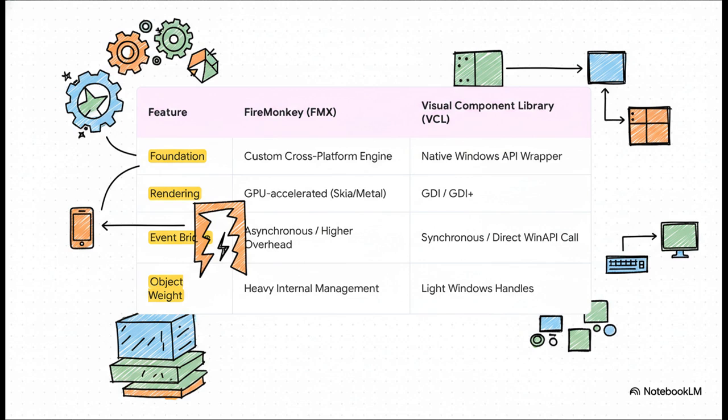Now, this abstraction is incredibly powerful, but it means every single user input, every click, every touch has to go across this event bridge from the native OS into the FMX world, and that adds a tiny but measurable bit of overhead. FMX controls are also heavier objects with more internal stuff to manage, which is why performance can start to suffer when you have thousands of them on a single form.